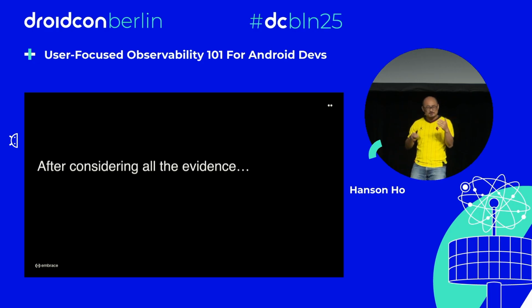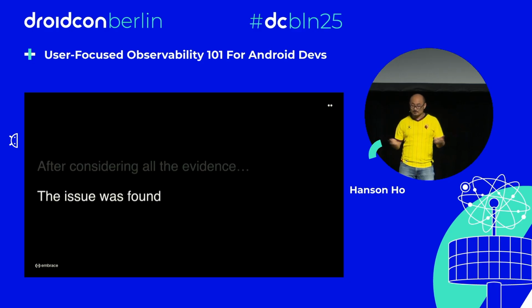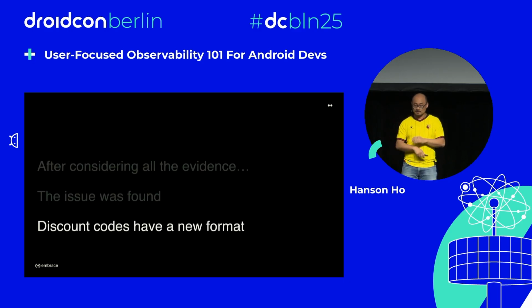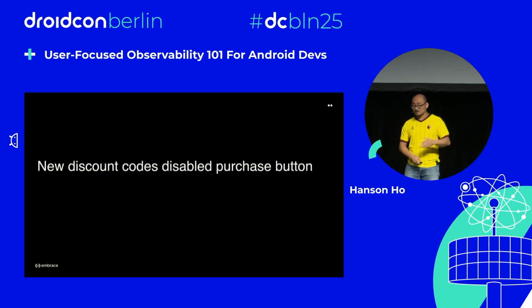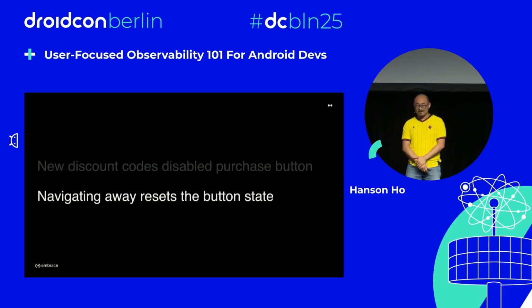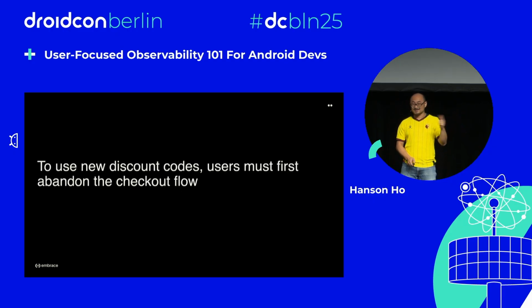So a bunch of stuff happens, you talk to people, you think, and after considering all the evidence, you found that there was an issue. The issue is that the discount code issued by the backend has a new format. They changed the UUID version or something. And so new discount codes disabled the purchase button on first application. And you have to navigate away to reset the button state to come back to do the checkout.